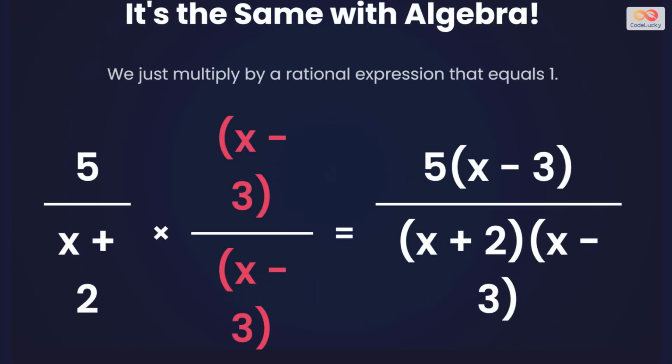This same idea works perfectly with rational expressions. Suppose we have the expression 5 divided by the quantity x plus 2. We can multiply it by a fraction that equals 1, such as the quantity x minus 3 divided by the quantity x minus 3. The result is a new, equivalent rational expression.